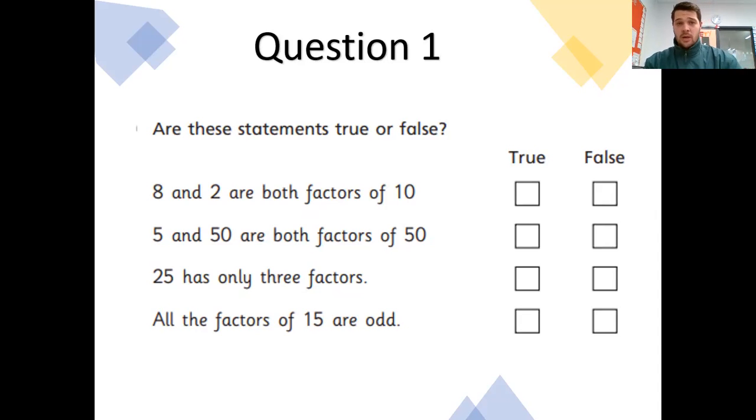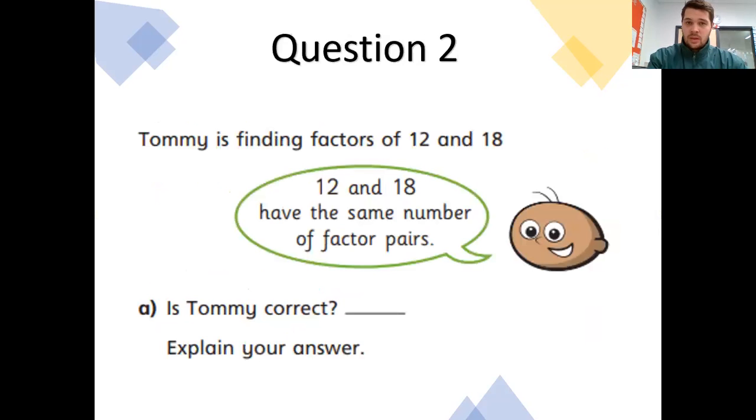But here's question 1. Are these statements true or false? 8 and 2 are both factors of 10. True or false? 5 and 10 are both factors of 50. True or false? 25 has only 3 factors. Think carefully about that one. And all the factors of 15 are odd. True or false?